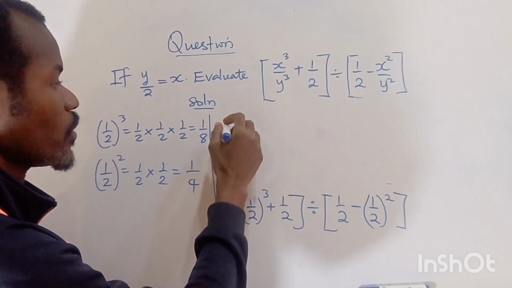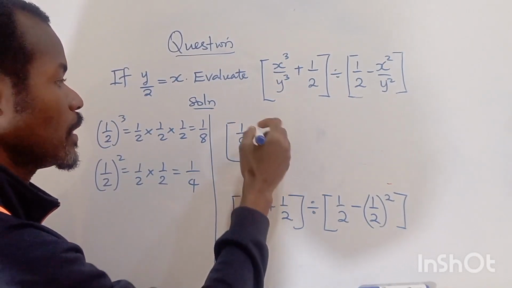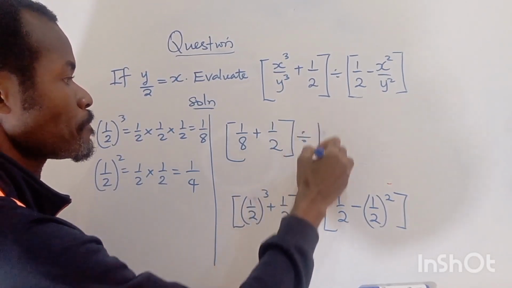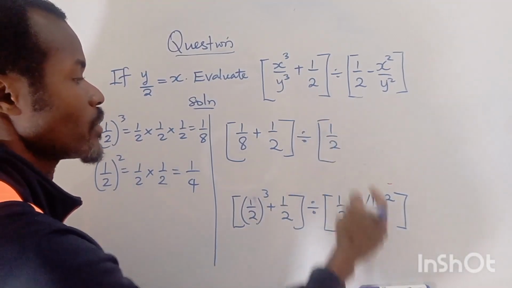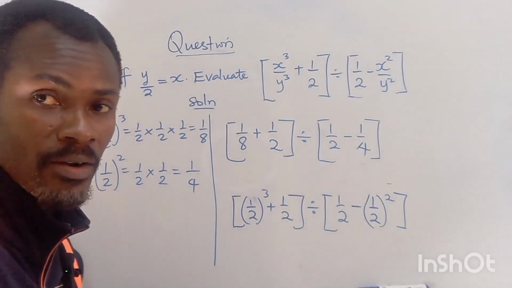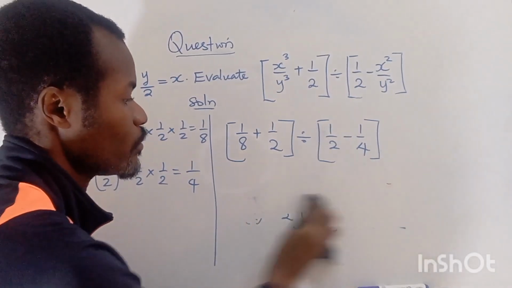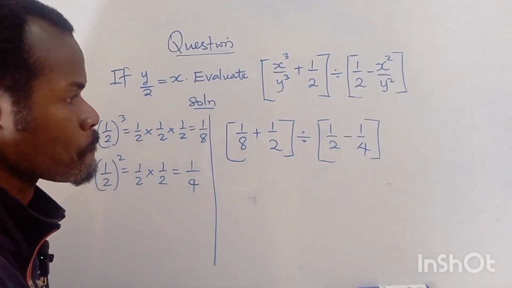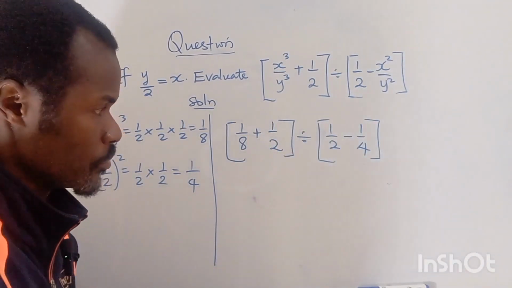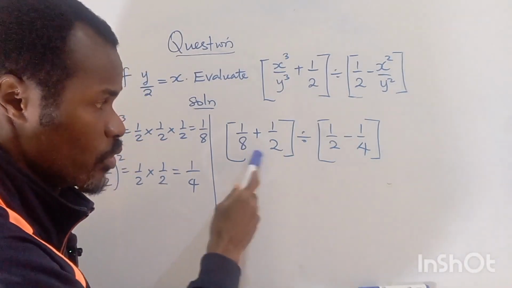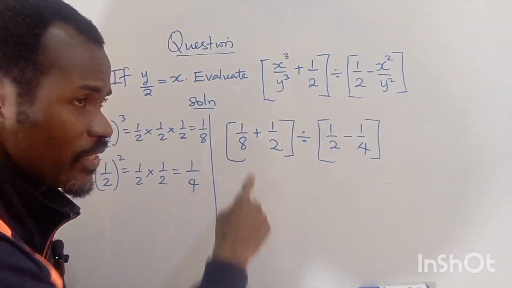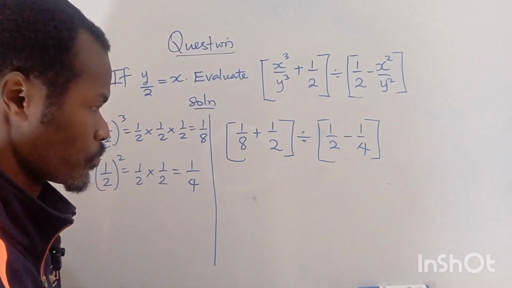So let's substitute that, so we are going to get 1/8 plus 1/2, divided by 1/2 minus 1/4. Now you can see that the expression is becoming even more simplified. So now we're going to add this and subtract this and divide them. Remember the rule of BODMAS, you want to solve the brackets first. Now solving these brackets, how do we solve it?